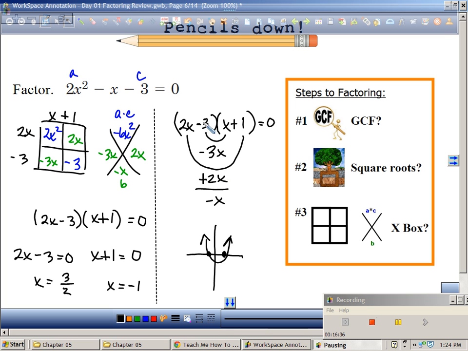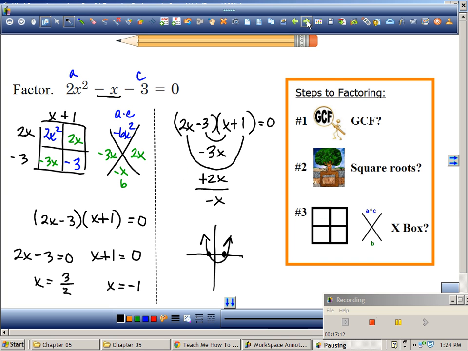So no, I'm multiplying. I'm saying negative 3 times x is negative 3x, and 2x times 1 is 2x. Then I find the total together is negative x, and it's got to match the middle right there. Multiply and then combine. Yes. All right, let's keep going.